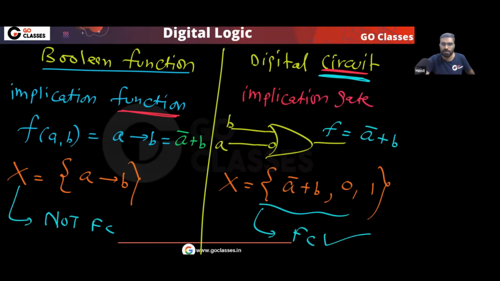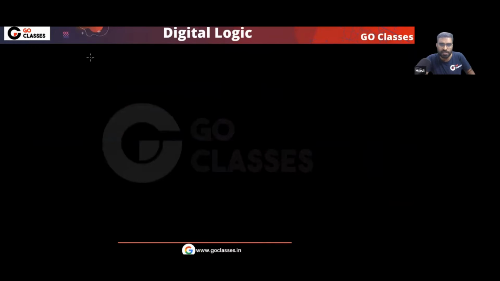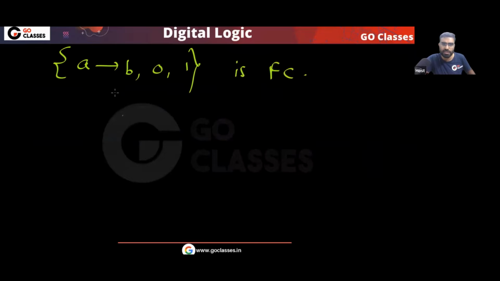Is this clear? Please tell me. So remember, this is functionally complete. If I give you A implies B with 0, 1, this is functionally complete. You can create everything here.